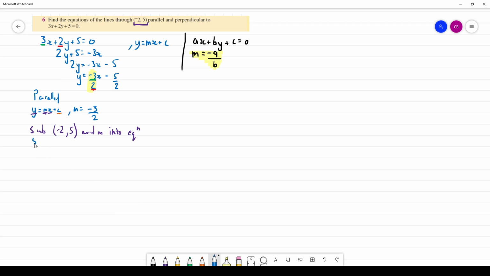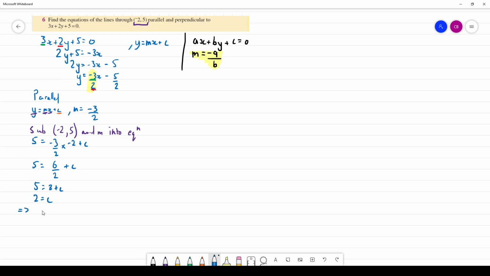So 5 = -3/2 times -2 + c. And then we can rearrange to get c, our y-intercept. So 5 = -3/2 times -2. Well, we've got a negative times a negative, that's going to be positive. So that'll be 6/2 + c. 6 on 2, we can simplify that. That'll be 3 + c. And finally, subtract 3 from both sides. We will get 2 = c.